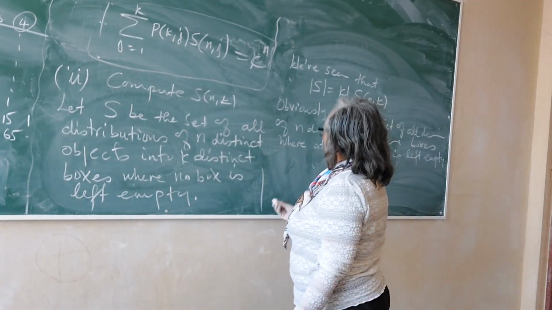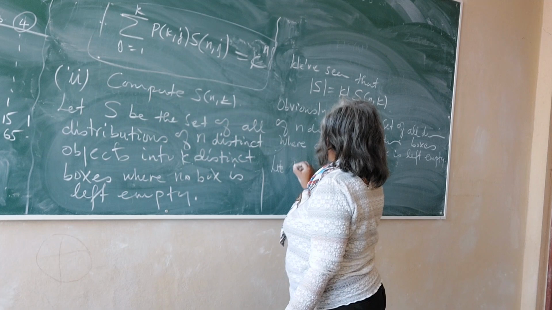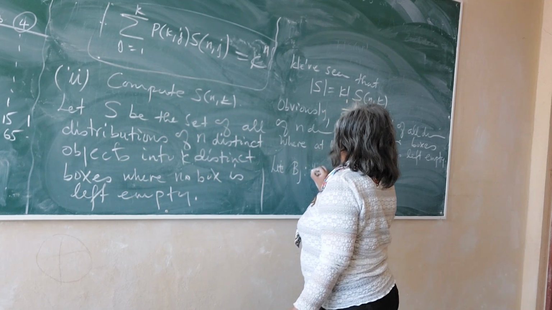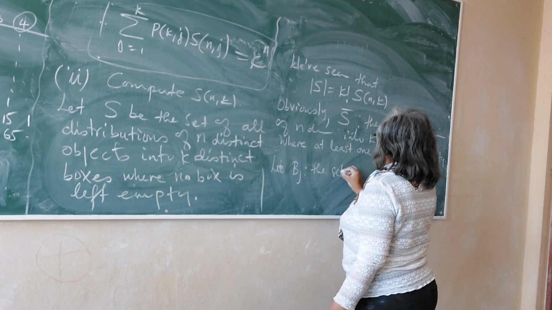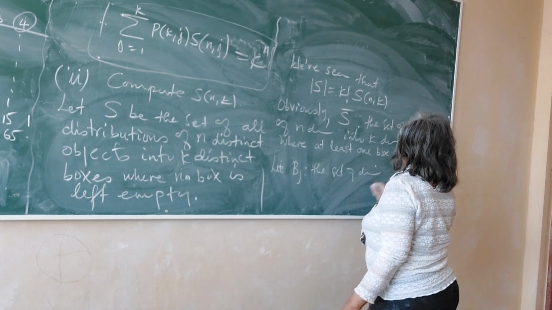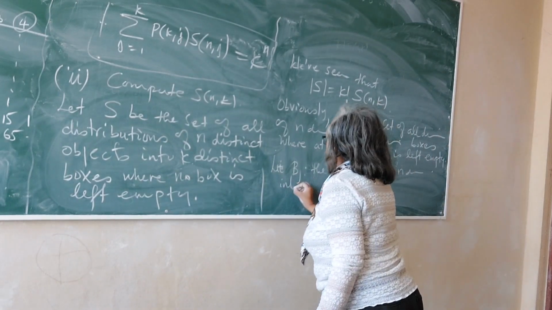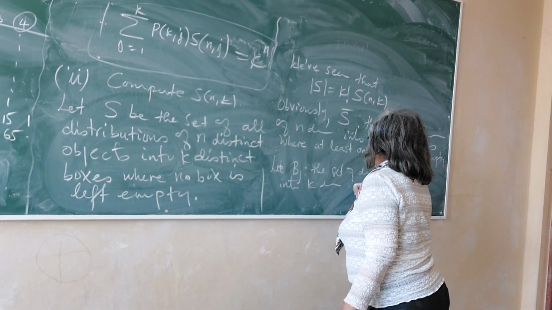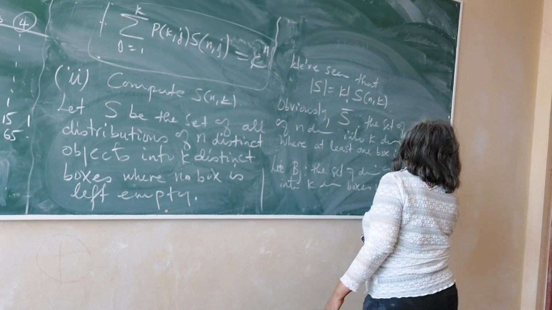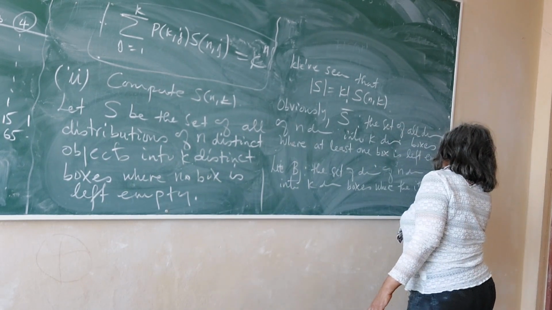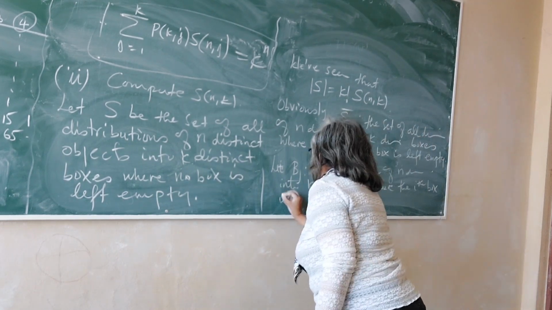Now let me further explain S bar. It will produce some more notation, okay? So to be specific, let B_j stand for the subset of S bar, meaning the set of distributions of n distinct objects into k distinct boxes where the jth box is empty.